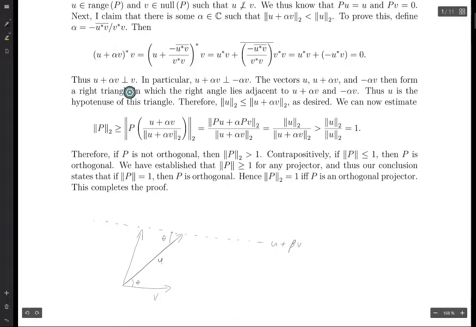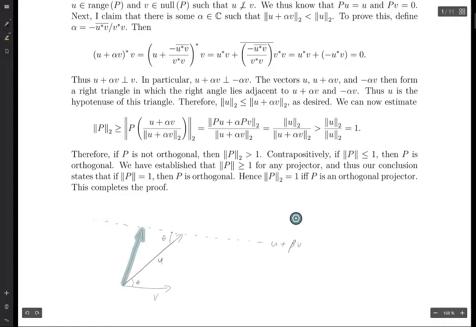So in particular, if you multiply this v over here by some scalar, and here we're multiplying it by minus alpha, then these two things will still be perpendicular, because if you were to just include a scalar factor of minus alpha here, you'd just pull that scalar out front, and you'd have minus alpha times the quantity u star v minus u star v, which is minus alpha times zero, which is zero. So that makes sense that those are orthogonal as well. And now the vectors u plus alpha v and minus alpha v then form a right triangle in which the right angle lies adjacent to these two sides. So let's draw out what that looks like.